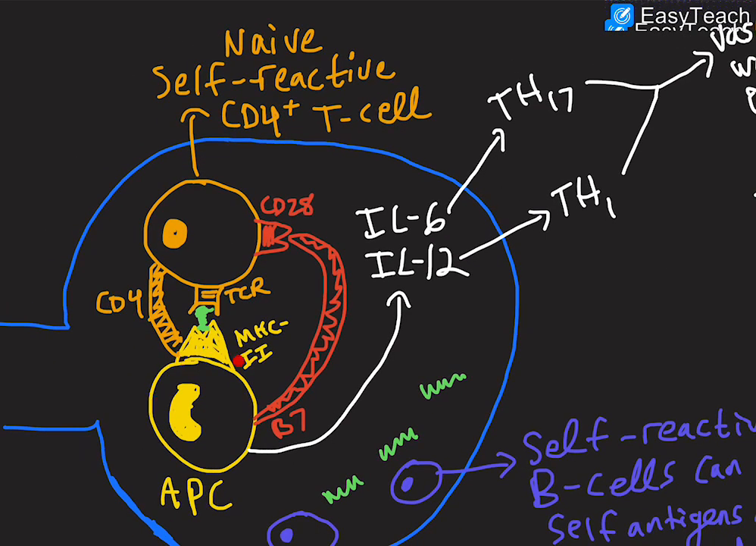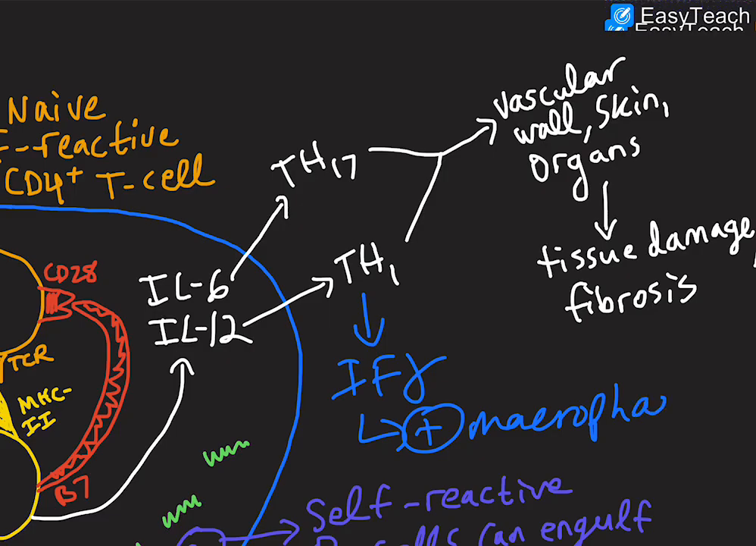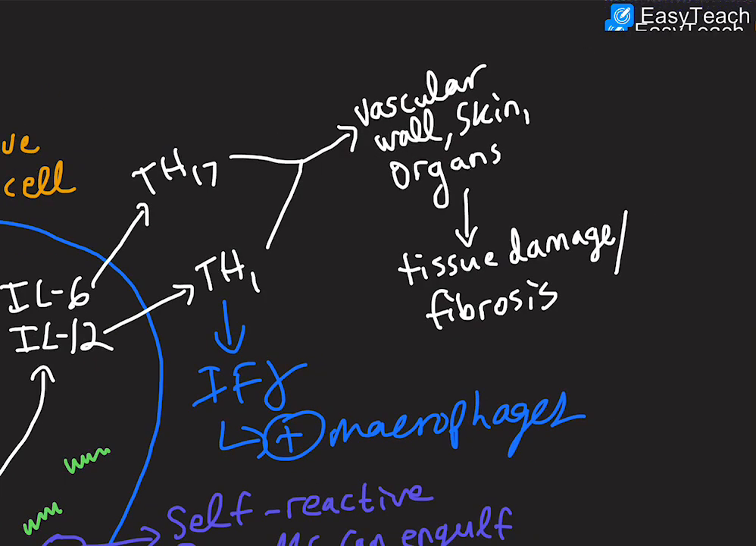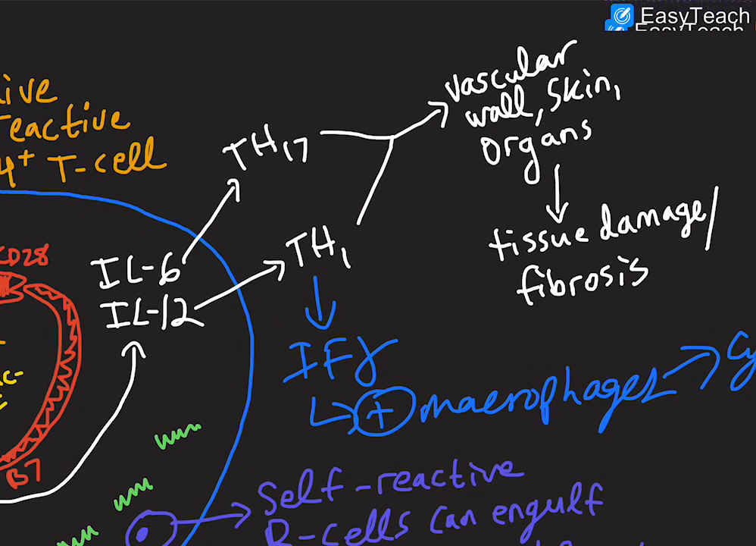And your antigen presenting cells can release interleukin 6, which can make this naive self-reactive CD4 T cell differentiate into the Th17 subtype. Now remember, the Th1 subtype can release interferon gamma, which can attract and activate macrophages, which can further contribute to inflammation because macrophages can release cytokines, which can further damage your blood vessel wall or your endothelium in general and underlying organ.